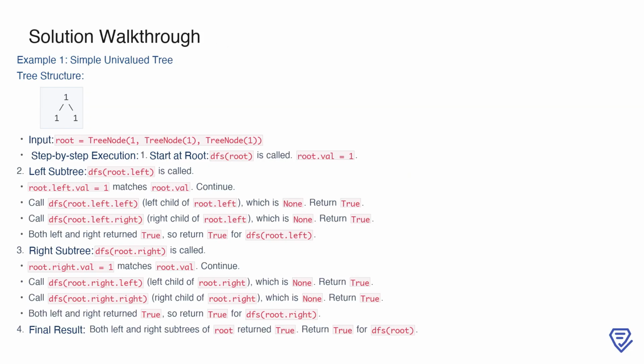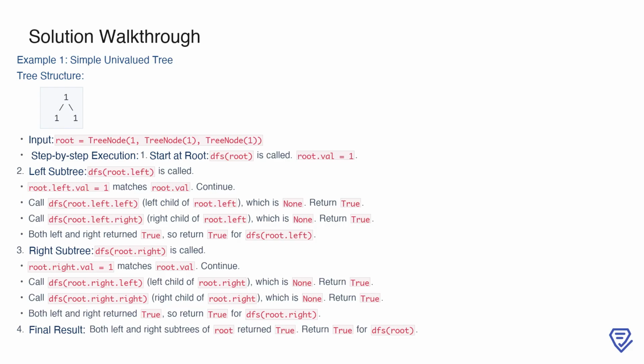To understand how the solution works, let's look at a simple univalued tree. In this example, the tree has 3 nodes, all with the value 1. The DFS function begins at the root, where the value is 1. From there, it moves to the left subtree.